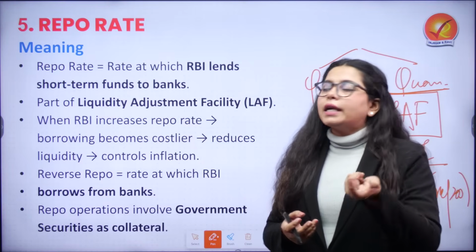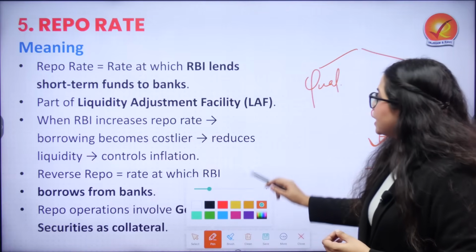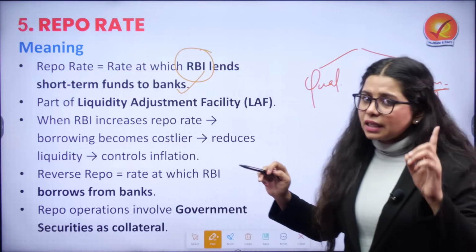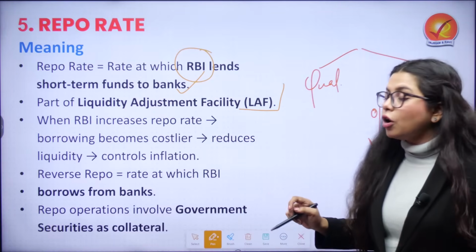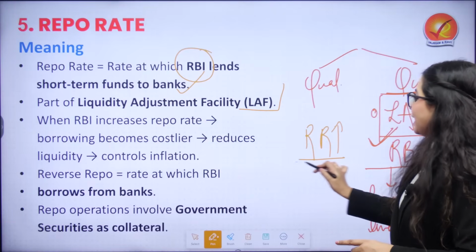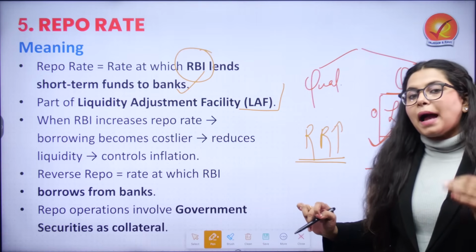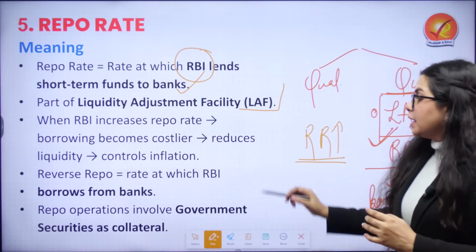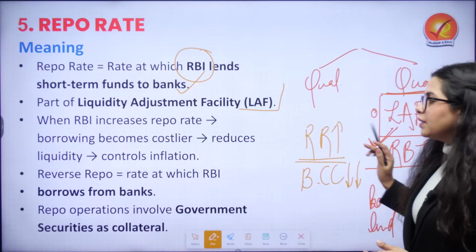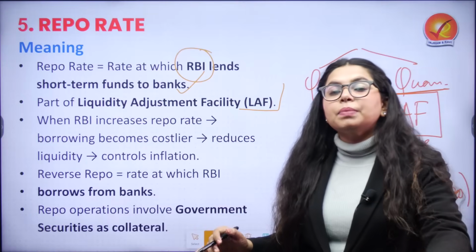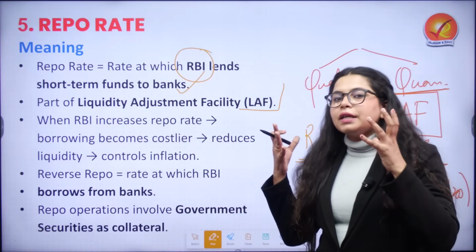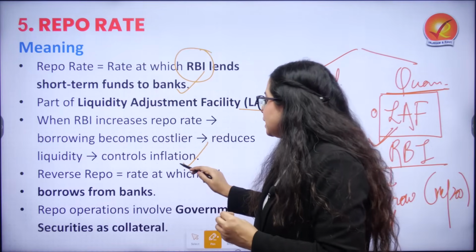Now, when we are talking about repo rate, in simple language, it is nothing but the rate at which RBI lends short-term funds to the banks. It is part of the liquidity adjustment facility. If the repo rate increases, that means it will be costlier for banks to borrow money from RBI for the short term. So if that becomes costlier, banks will decrease credit creation. If the credit creation decreases, the supply with the people in the economy decreases, then they will demand less and it will control the price rise in the economy.